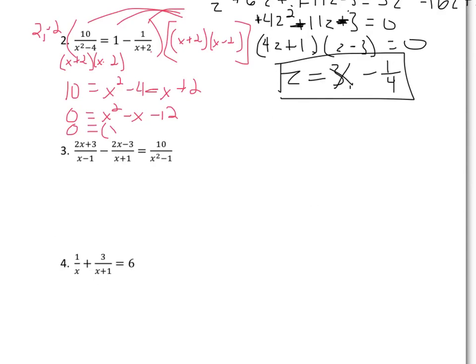And we can factor that to (x - 4)(x + 3). Okay, so the answers here are going to be x equals 4 and negative 3. Got to double check in the original equation. Are we going to have any extraneous roots? Nope, because it's not 2 or negative 2, so those are our two answers.